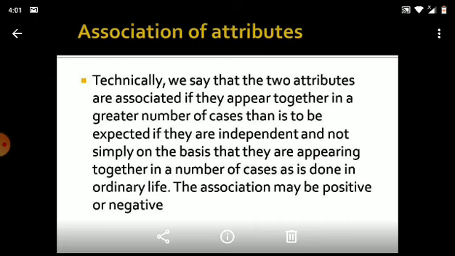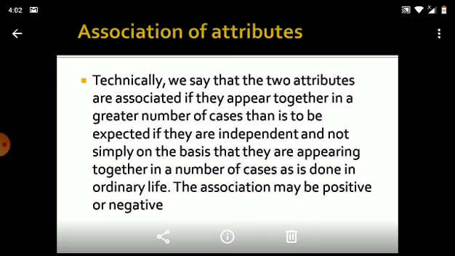Now there comes the next concept, the association of attributes. What is the association of attributes? Usually association is a term which is used to show the relationship between some people or things. So statistically, when we say that two attributes are associated, they should appear in a greater number of cases than is to be expected if they are independent, and not simply on the basis that they are appearing together a large number of times as in ordinary life.